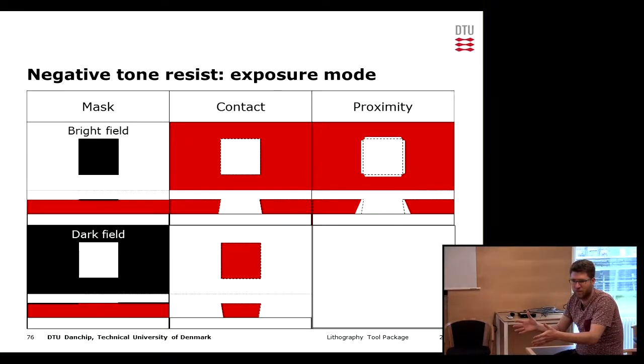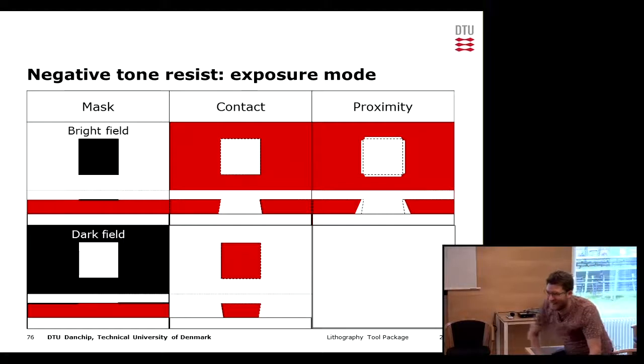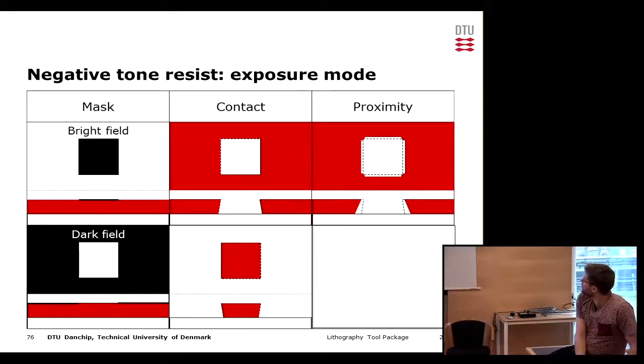Does it make sense? Not really? So this part just here next to the edge actually receives a lower dose because some of the light disappears in here. Okay?